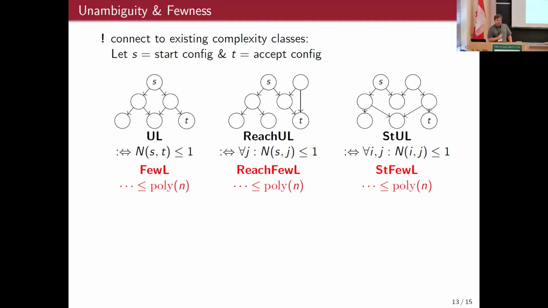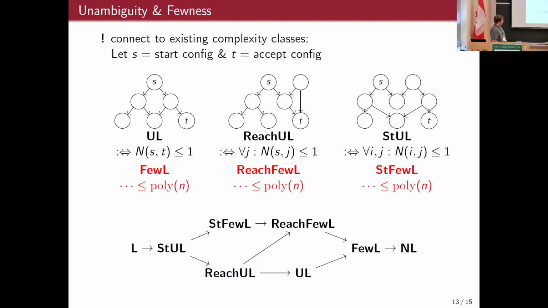And then there's also strongly unambiguous log space, where we want that the number of paths between any 2 configurations is bounded by 1. And again, this reach UL example here would not be strongly unambiguous because there would be 2 paths from this top right vertex to T. And then there are also the relaxed few versions of reach UL and strongly unambiguous log space. And in particular, this strongly few log space version is exactly what we had in our first main result.